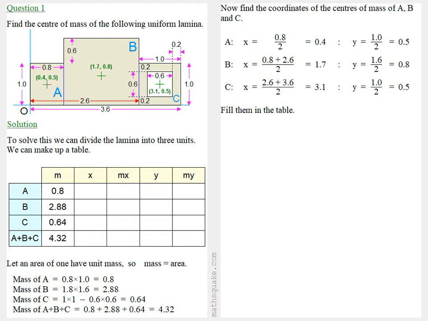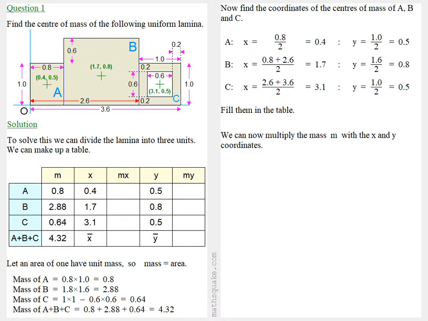We can now fill in the rest of the table. The x-coordinate of A is 0.4, and the y-coordinate of A is 0.5. The x-coordinate of B is 1.7, and the y-coordinate is 0.8. For C, the x-coordinate is 3.1, and the y-coordinate is 0.5. And for the total, we don't know what the coordinates are, so we'll leave them as x bar and y bar.